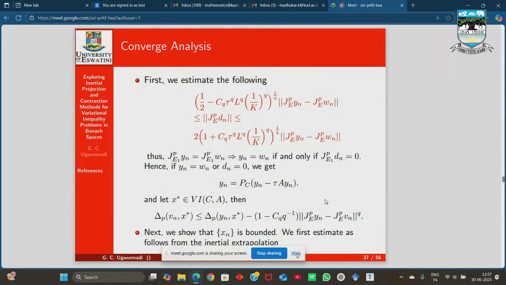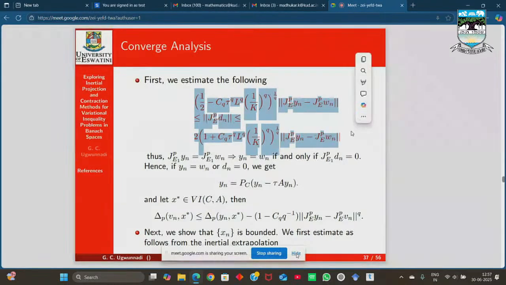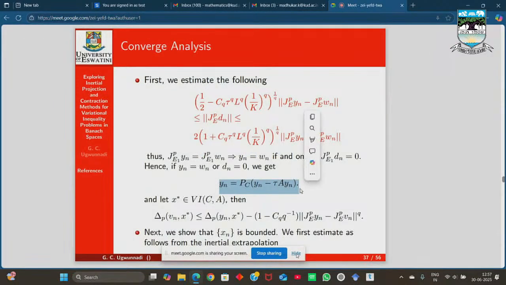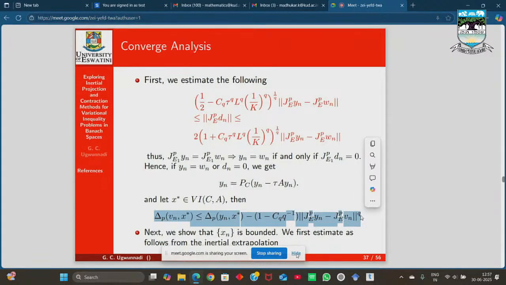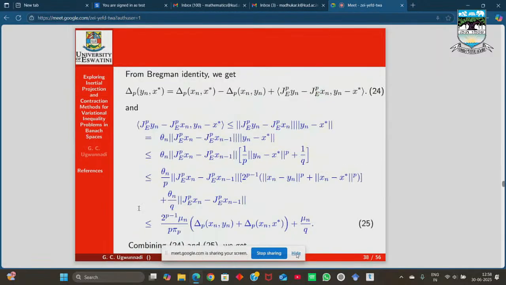So, in order to study the comparative analysis, we first of all, using the lemma of 1920, established this relation, which helped us to show that if dn equals 0, then we have this, which shows the solution is in CA. That is, x star is in CA. And using the x star, we also estimate this relation with the inertial method, using the three-point identity of Bregman.